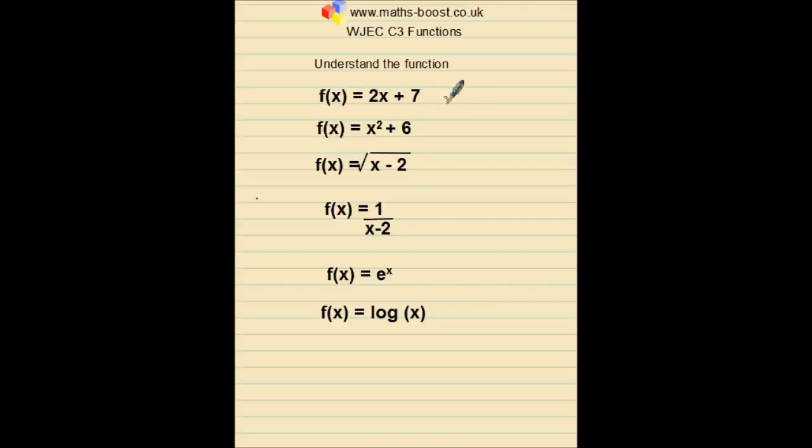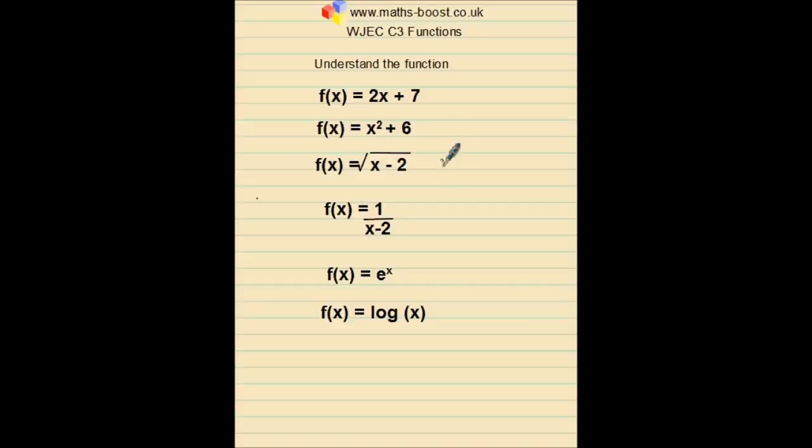But I'm just going to mention, in an ideal world, I'll look at this function. I'll see it's a straight line, and so I'll know potentially this could take anything between minus infinity and infinity as its domain. With this one, it's the same. It's a quadratic, and it could take a domain of anything between minus infinity and infinity.